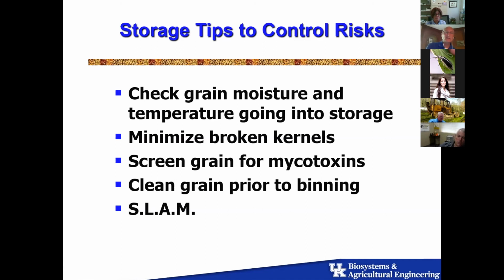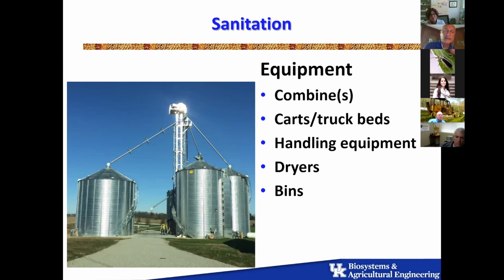Last piece here is on SLAM, which is again sanitation, loading, aeration, and monitoring. I want to run through this pretty quick, but when we're talking about sanitation, now's a good time to take on that chore, and it needs to start at the combine and clean it out fully. Last time it was run was most likely through a wheat crop earlier this year. We wanted to get all that debris out of the combine so we're not contaminating the grain as it goes into the bin. And certainly anything the grain's going to come in contact with from the field to the bin needs to be cleaned well.